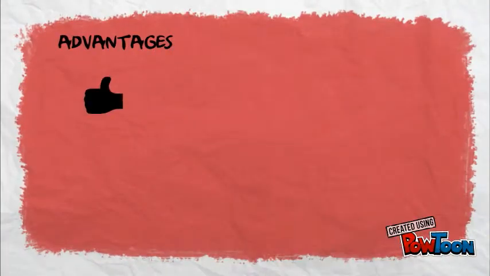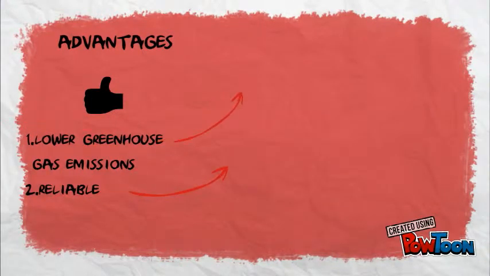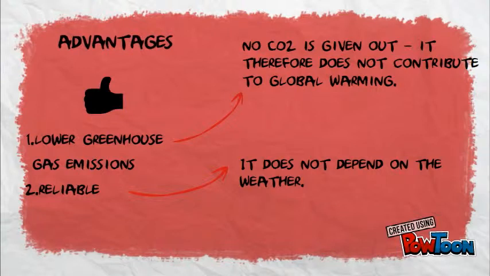Advantages are low greenhouse gas emission. A nuclear reactor does not emit carbon dioxide and methane gas, which can contribute to global warming. It is also reliable. A nuclear reactor can work in extreme cases, unlike solar and wind energy, which require sun and wind as conditions to produce energy.